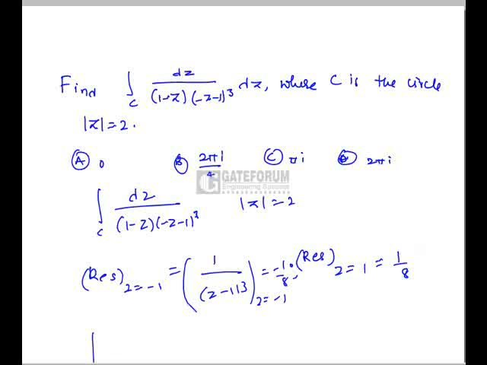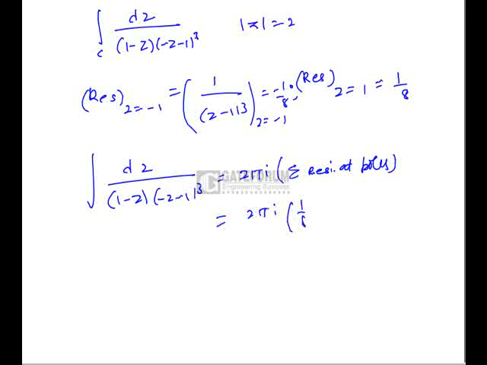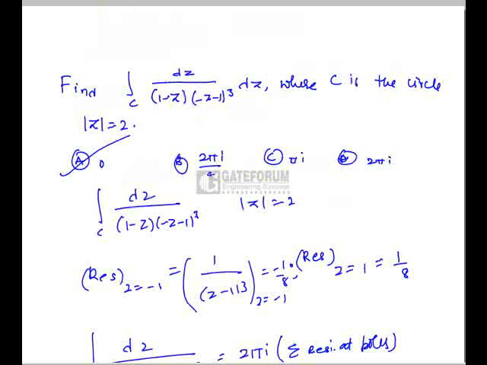Hence, the required integral is nothing but 2 pi i into the summation of residues at the poles, whatever the number of poles, which is nothing but 2 pi i into 1 by 8 minus 1 by 8, because they are minus 1 by 8 and plus 1 by 8, which will be equal to 0. So the answer is option A.